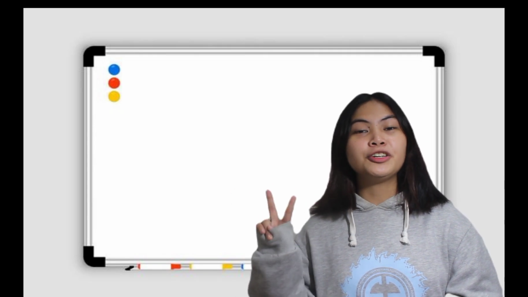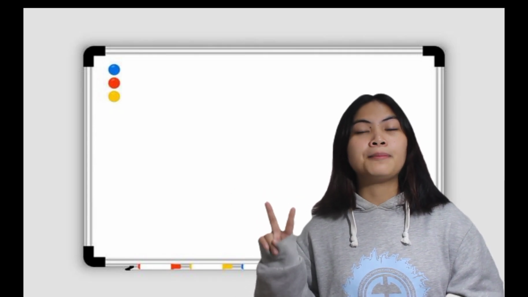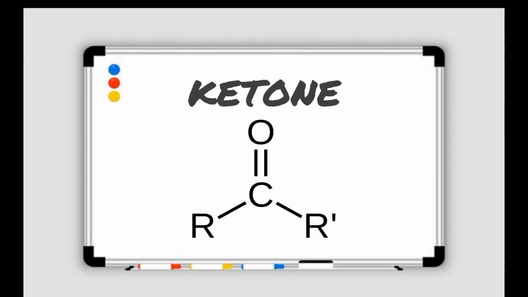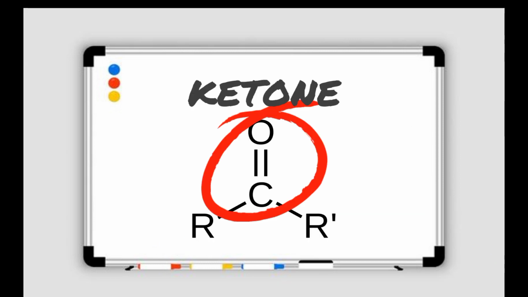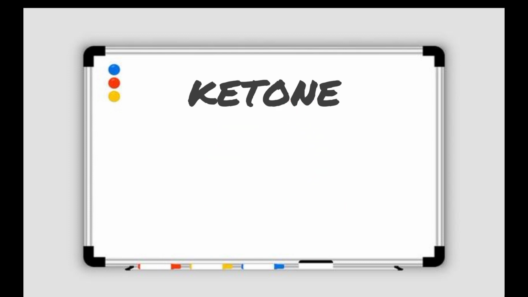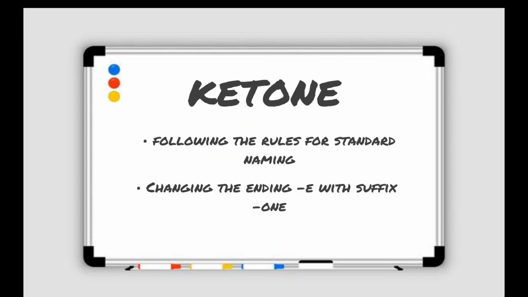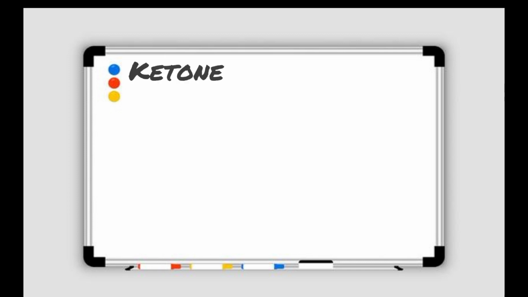The second functional group that we are going to tackle is ketone. The organic compound ketone is a functional group with a structure of a carbonyl group attached to 2 alkyl groups. Ketones are named by following the rules for standard IUPAC naming and adding the suffix "-one".